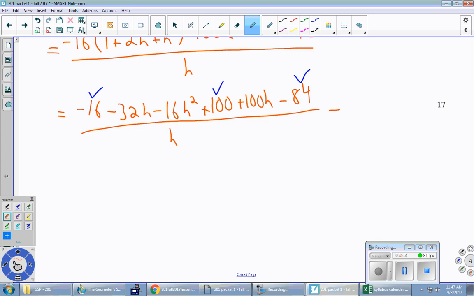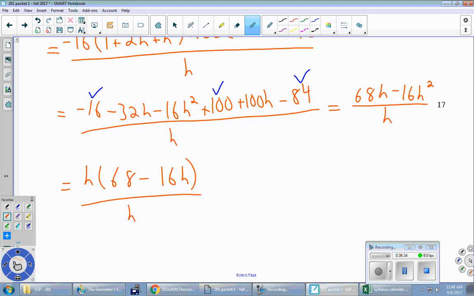That's lovely. And now we're going to combine the h terms. I got negative 32h there, 100h there, 68. Is that right? And then I think I only have one h squared, so I'll copy that. Minus 16h squared there. All divided by h. Super. A lot nicer looking now than it was a moment ago. What algebraic thing can I do on top? What comes out in front? Factor. H comes out of both, right? It turns out another number comes out of both. Like I guess 4 goes into both, but honestly, I don't even care about that. It's the h that's the key to this thing. So we're going to take the h out. 68 minus 16h, all divided by h. And then, what cancels? H cancels.